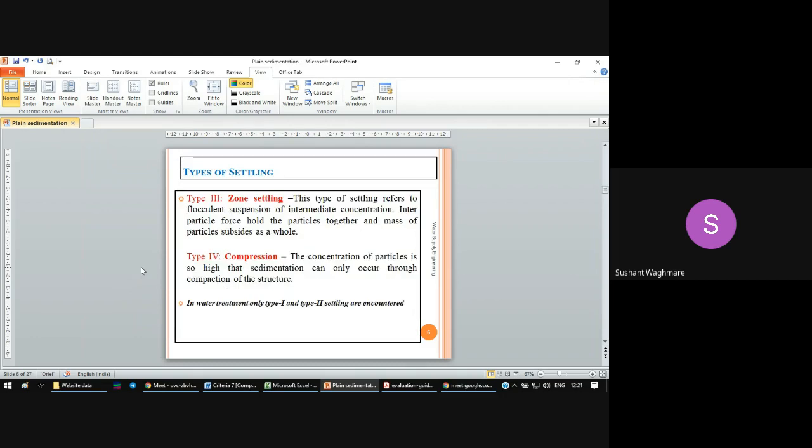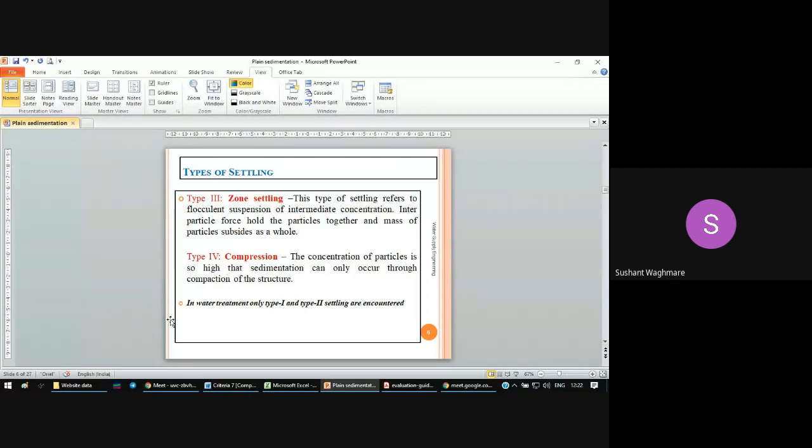Next is zone settling. In zone settling, as we have hopefully seen, there are different types of zones. I guess in the next slides we'll also look at the different zones in the sedimentation tank. So zone settling means we are giving a particular space for the particles to settle. This is what, in short, we call zone settling. And lastly, compression. This is a step where we compress the fluid in such a way that the solid particles get separated from the water. So this is what compression is.